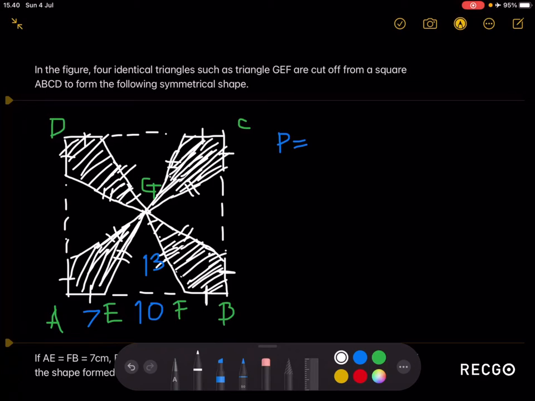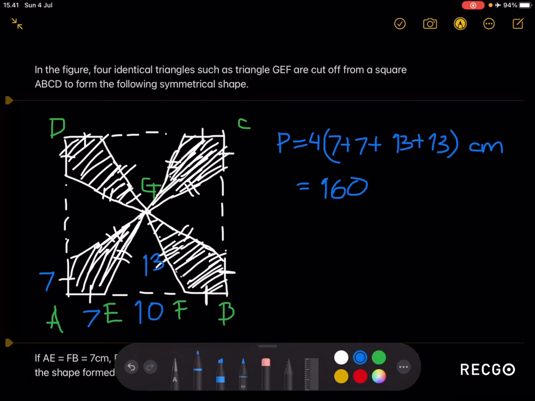So notice that all these outer small segments are equal to 7 centimeters. So basically the perimeter right here will be just 7 plus 7 plus 13, also plus this 13 right here. So let me just write 7 plus 7 plus 13 plus 13, and don't worry, I will write the dimensions later. However, notice that we're just basically repeating this calculation 4 times for each of these sections right here, so we can just multiply the whole thing by 4, leaving us with a final answer of 160 centimeters.